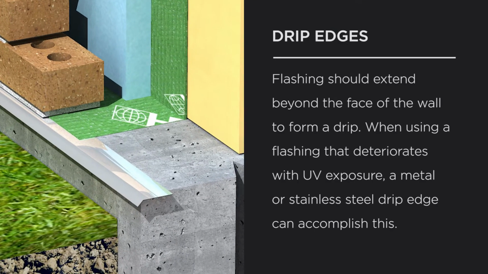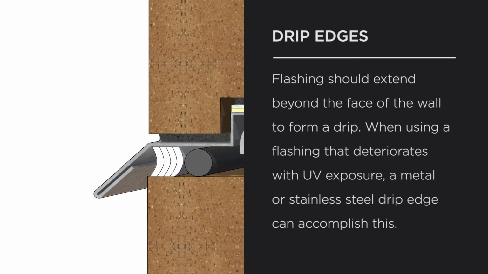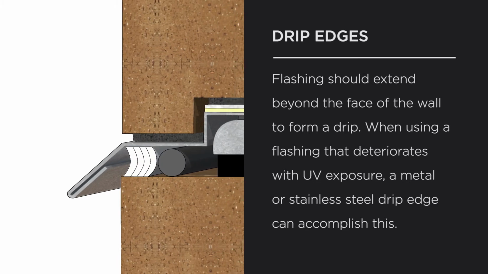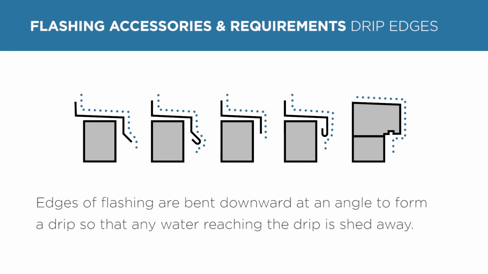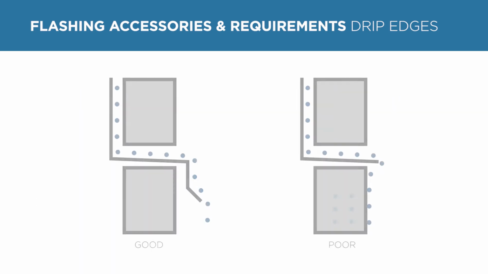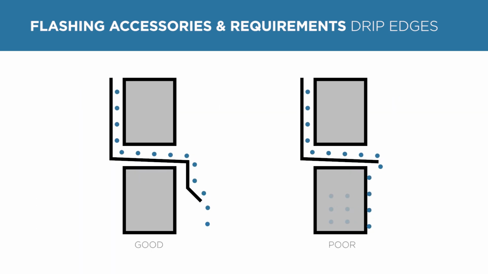When using a flashing that deteriorates with UV exposure, a metal or stainless steel drip edge can accomplish this. Edges of flashing are bent downward at an angle to form a drip so that any water reaching the drip is shed away. If a drip is not provided, water that reaches the top surface of the flashing can cling to the underside of the flashing and be blown back to the surface of the wall and under the flashing.